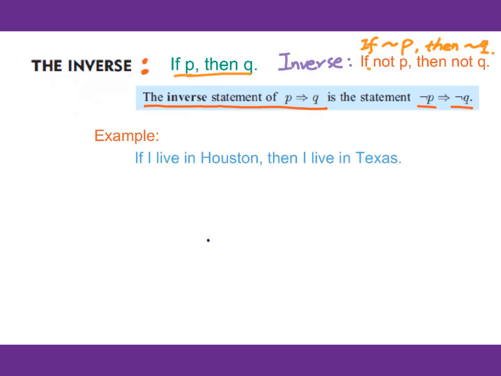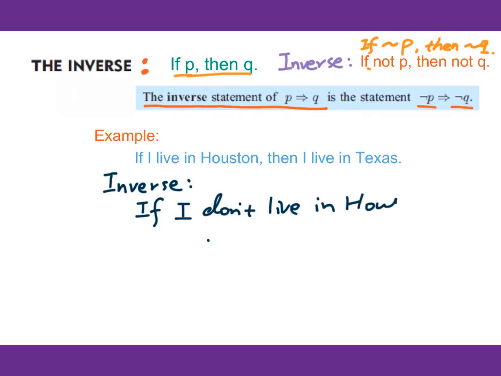For example, if I live in Houston, then I live in Texas. The inverse will be if I don't live in Houston, then I do not live in Texas.